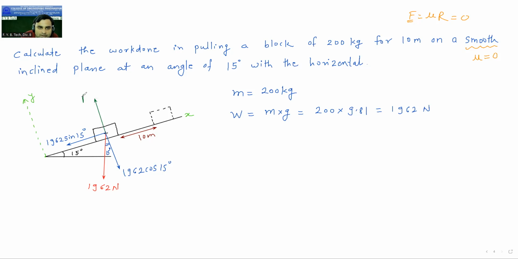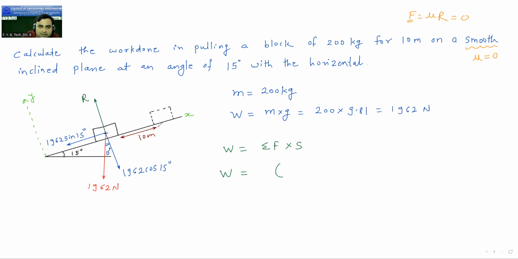This is the normal reaction R. Okay. So what is the work done now? Work done W is equal to summation F into S. This is the work done. Okay. So work done W is equal to summation F means what?